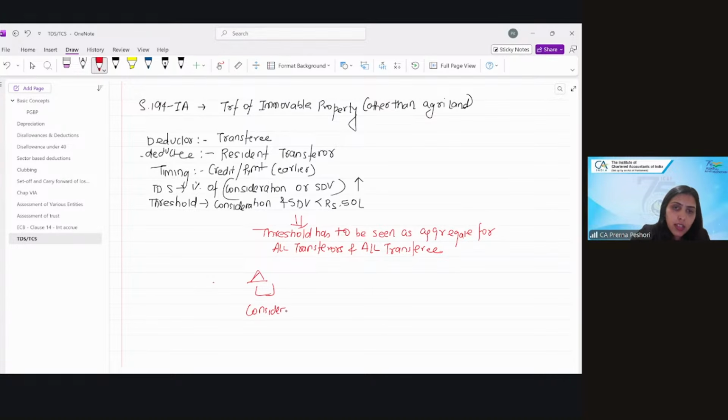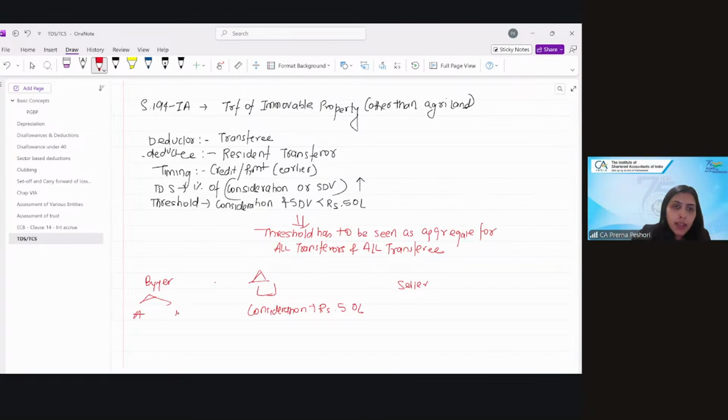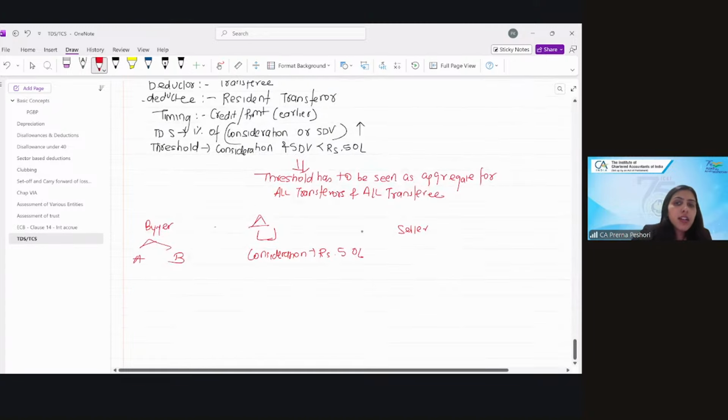Consideration is, let's say, rupees 50 lakh. Now this is the buyer, this is the seller. So let's say there are two buyers, A and B, and this is 55 lakh, let us assume. Let's say both are in the ratio of 50-50%, and then there are two sellers, let's say 60-40%.